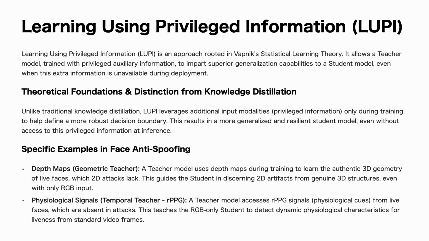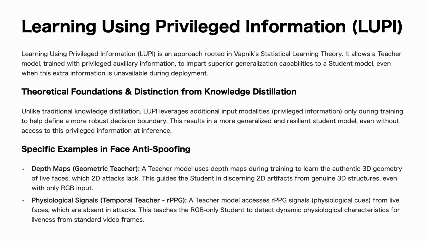And to address the concern that our mobile student model has no access to rPPG and depth channels, but utilizes only the RGB channel, we are going to use the LUPI methodology. Learning Using Privileged Information is an approach rooted in Vapnik's statistical learning theory. It allows a teacher model trained with privileged auxiliary information to impart superior generalization capabilities to the student model even when this extra information is unavailable during deployment.